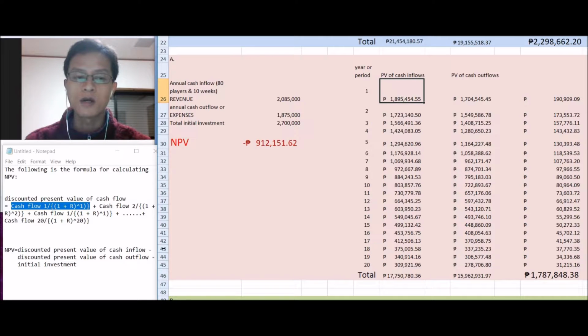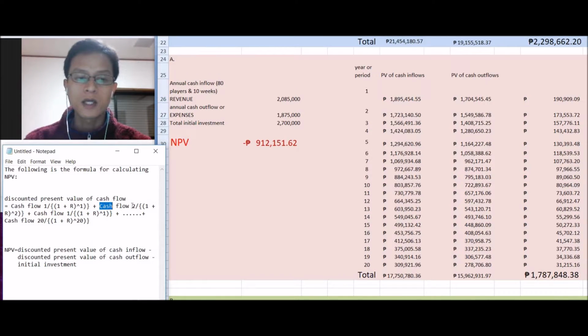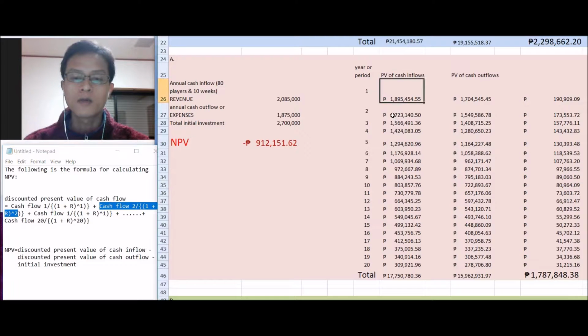So for the first year, and then plus the cash flow number 2, that's for the second year, divided by 1 plus the rate, which is 10%, raised to the power of 2 because that's for the second year. So the result for that formula will be this one here. I hope you see how it is being done: discounted cash flow of year number 1 plus discounted cash flow of year number 2.